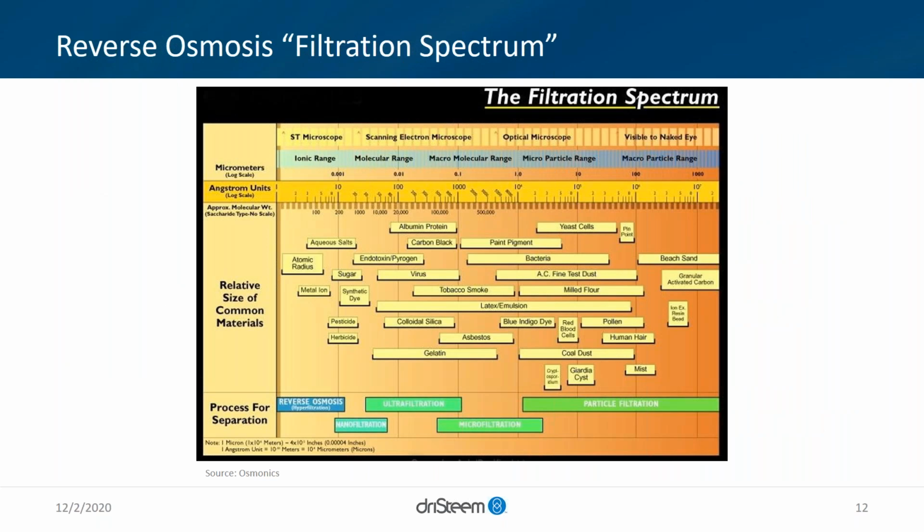So we talked about how it does it, but what does it take out? This depiction on this screen is really showing what RO does on the bottom left. It can really take out anything larger than this, just like a sediment filter can take out sand or carbon or pollen, etc., from a particle filtration perspective. Reverse osmosis gets really fine and really minute particles, down to the ionic level, and that's where that aqueous salt piece comes in.